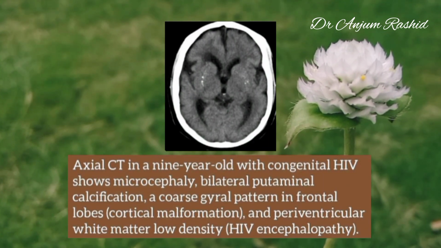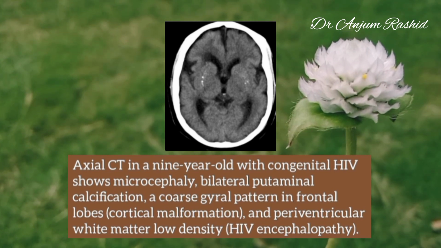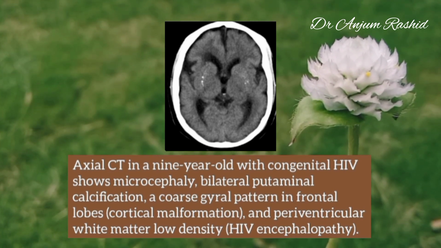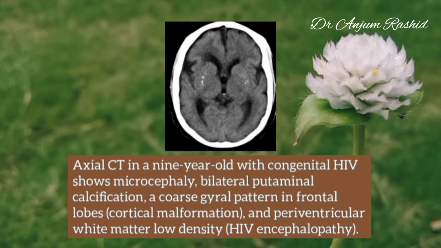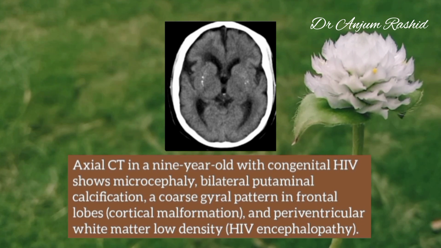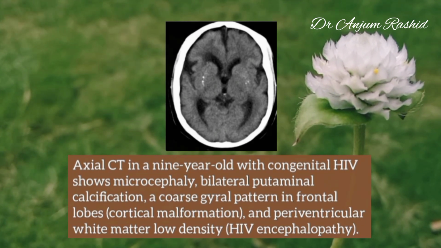Now, this is an axial CT scan in a 9-year-old with congenital HIV. It shows microcephaly, bilateral putaminal calcification, a coarse gyral pattern in the frontal lobes, and periventricular white matter low density.